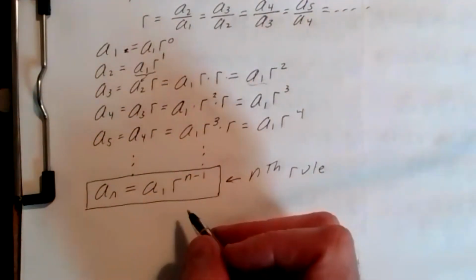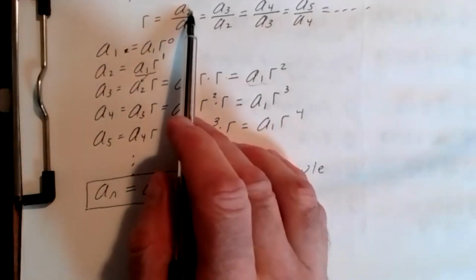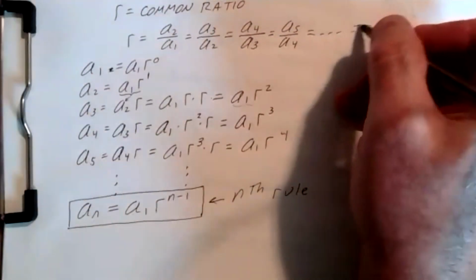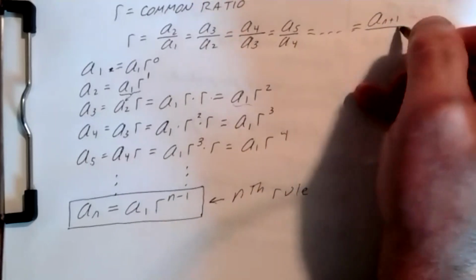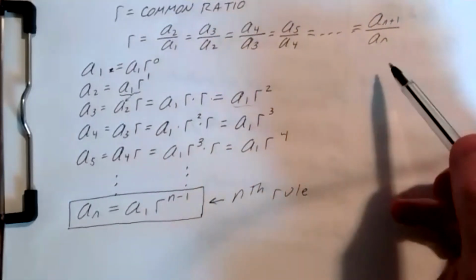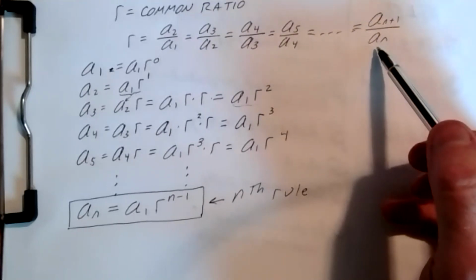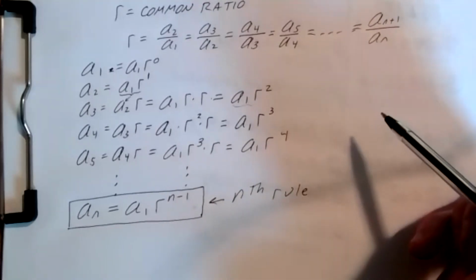So in general, ladies and gentlemen, we've seen above that your common ratio is always a term divided by the previous term. So we could say in general, your common ratio is always the n plus 1th term divided by the nth term. Does that make sense? It's always the n plus 1 term divided by the previous term, which is the nth term. The nth term is one term previous to the n plus 1th term of the sequence.